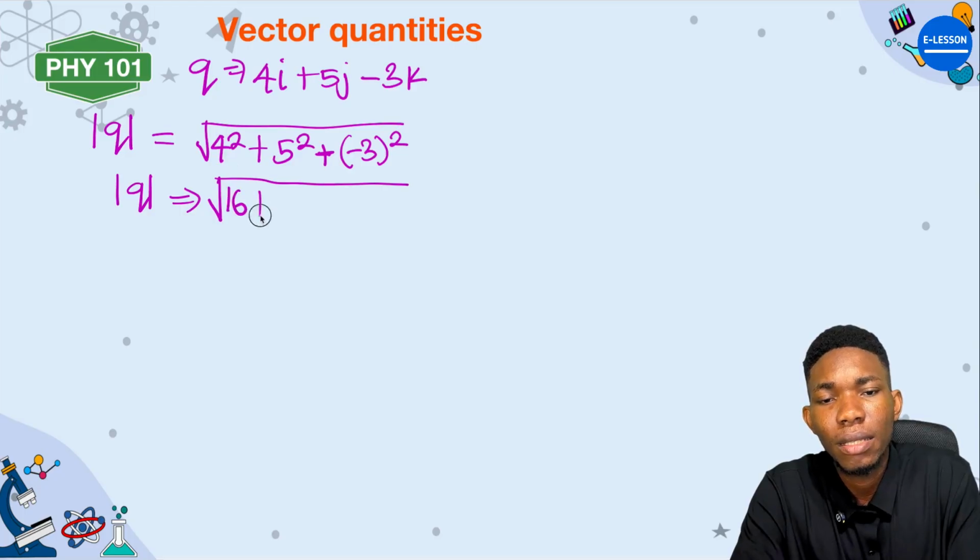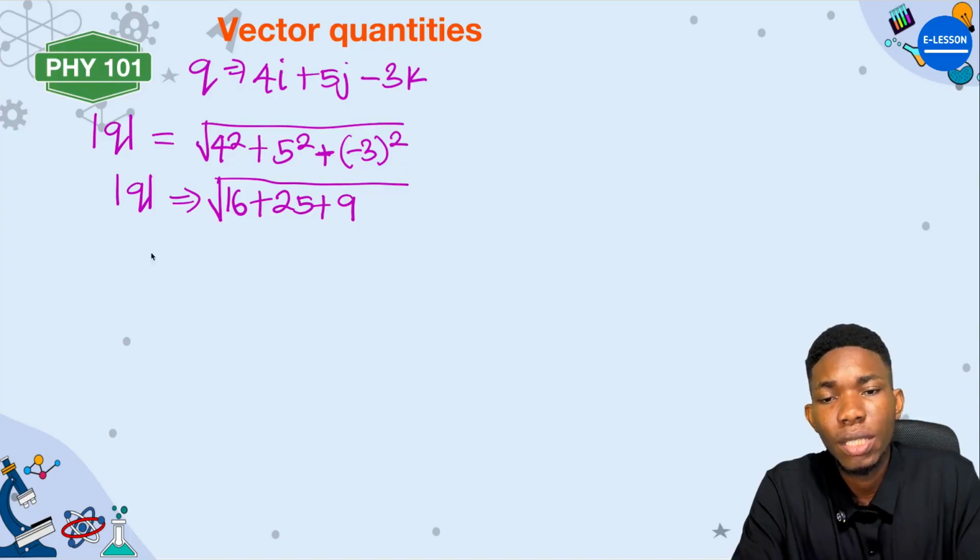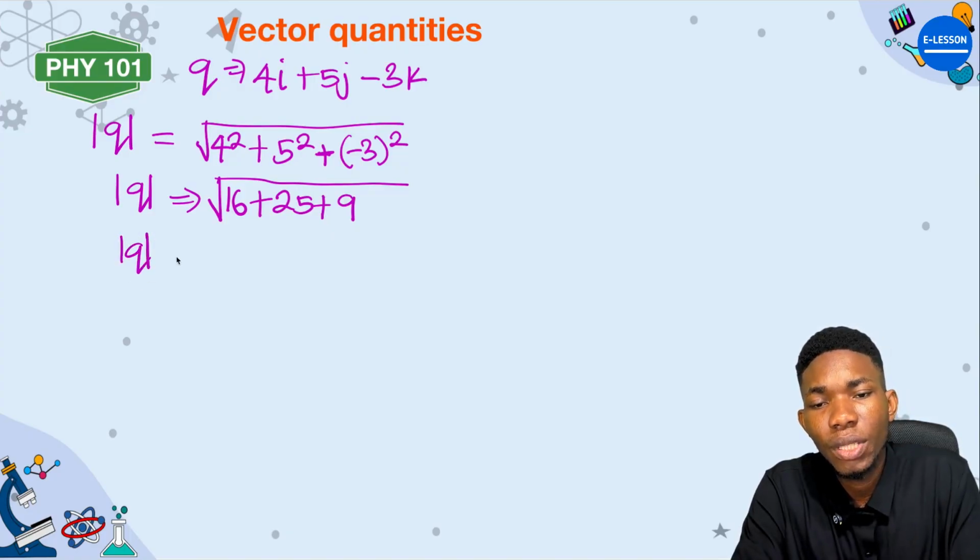4 square is how many? 16. 5 squared is 25. 3 squared is how many? 9. All right. So that will give us 16 plus 25 plus 9, which is 50. So magnitude of Q is equal to what, my dear student? Root 50. All right.